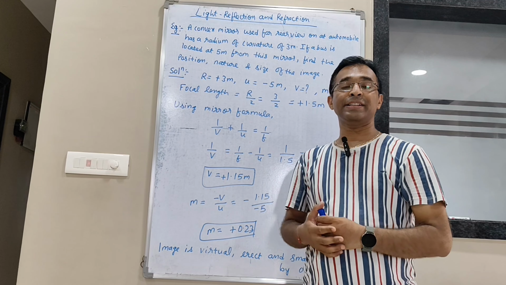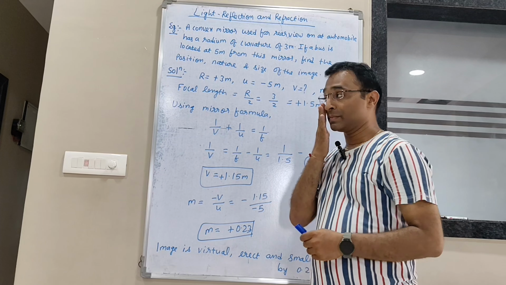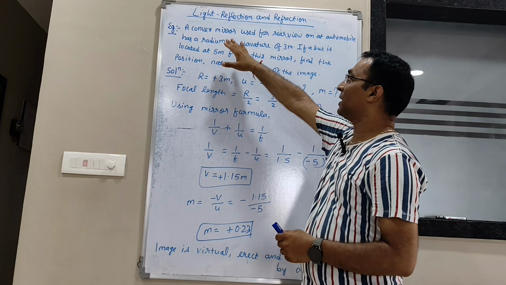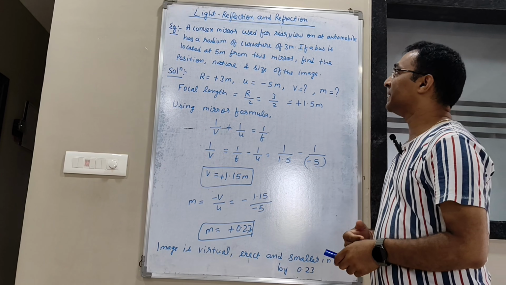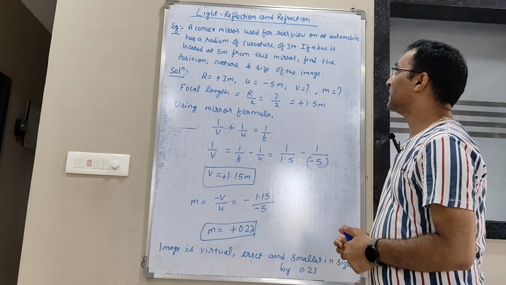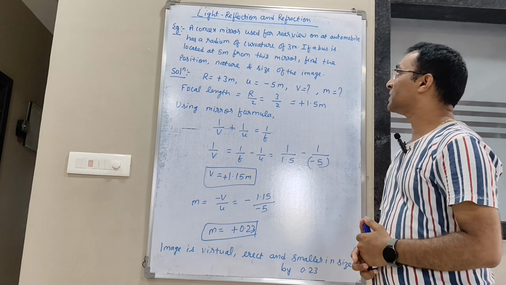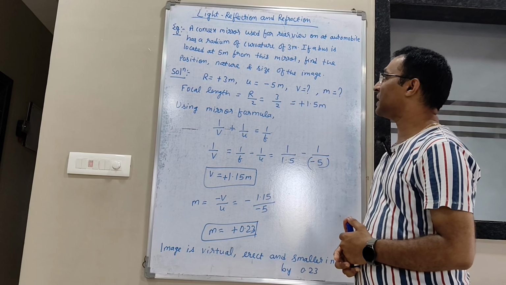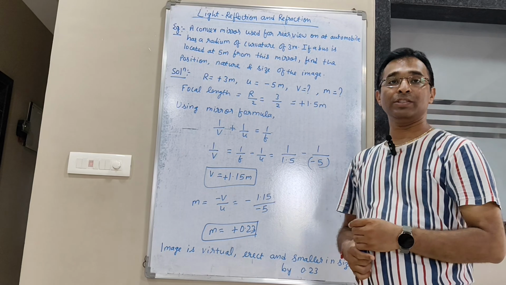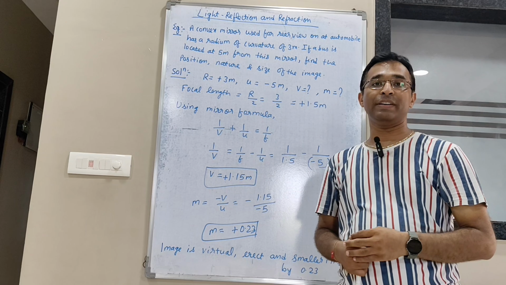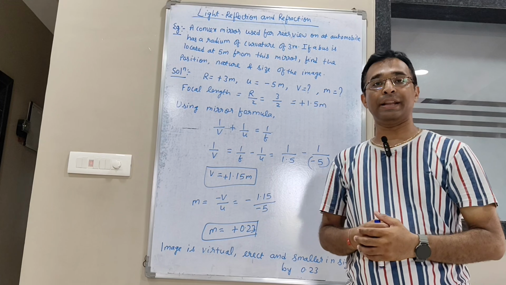Now let's take an example to understand the sign convention and the use of the mirror formula. A convex mirror used for the rear view of an automobile has a radius of curvature of 3 meters. If a bus is located 5 meters from this mirror, find the position, nature, and size of the image. As you can see, a convex mirror is used, and we all know that in a convex mirror, the image formation is always virtual and erect.